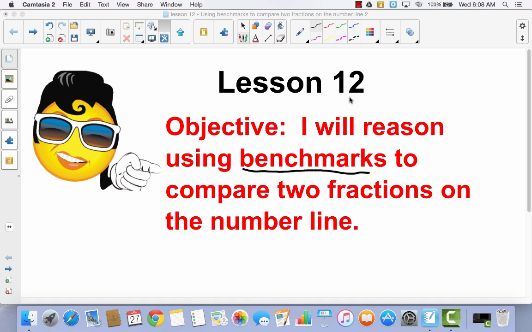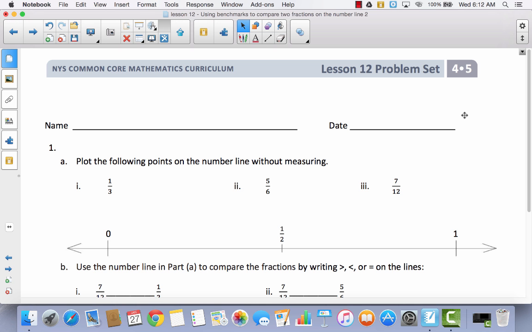Lesson 12, I will reason using benchmarks to compare two fractions on the number line. We started talking about how you can put fractions on a number line in Lesson 11, and today we're going to talk about benchmarks. A benchmark is where you use something that you understand to compare to things that you don't understand. We're going to be using some benchmarks on the number line. I'll point them out to you as we get there. So go ahead and write your name at the top, and let's get started.